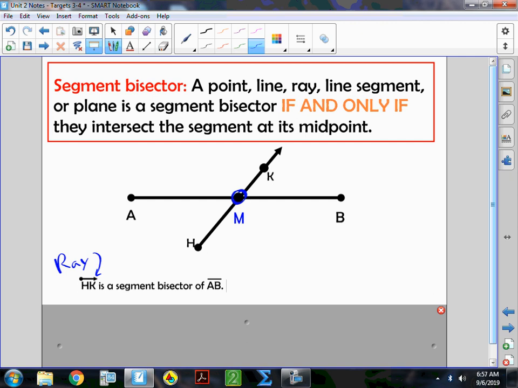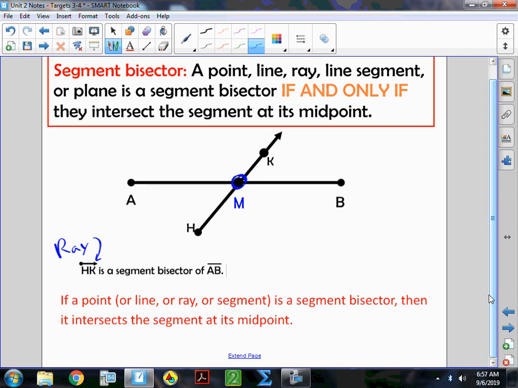That's all the definition says, is that we can write that as an if-then. Remember, we wrote this as an if and only if because it's a definition. Definitions can be written as biconditionals. That means that the if-then statement that we could write and its converse are true. So the if-then statement would say, if a point or line or ray or segment is a segment bisector, then it intersects the segment at its midpoint.